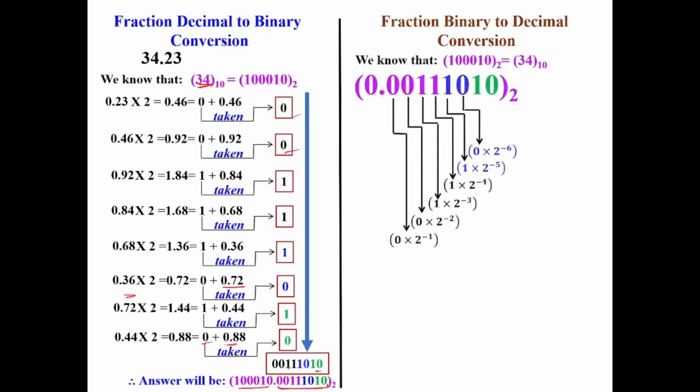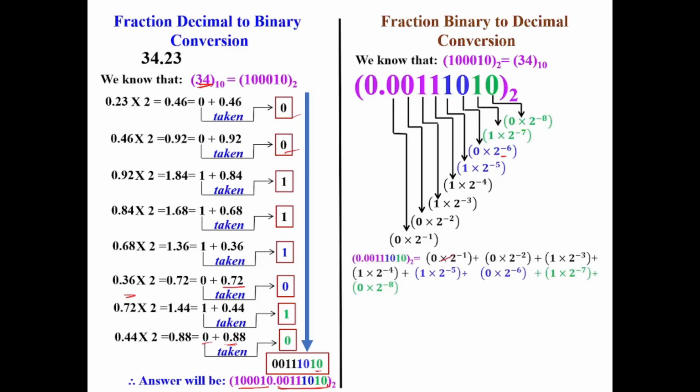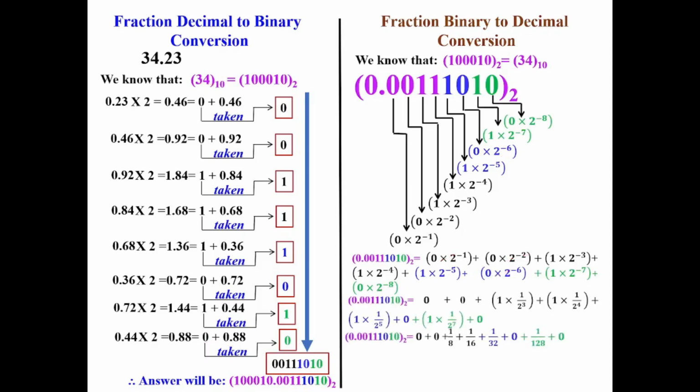Here we consider 0 0 1 1 1 0 1 0. Same procedure up to this much: 0 times 2 to the power minus 6, then 1 times 2 to the power minus 7, then 0 times 2 to the power minus 8. We have to just add these values. This value will be 0, this value also 0. Again if we go for the simplification, finally we found the value 0.22656, or approximately we can write 0.23.